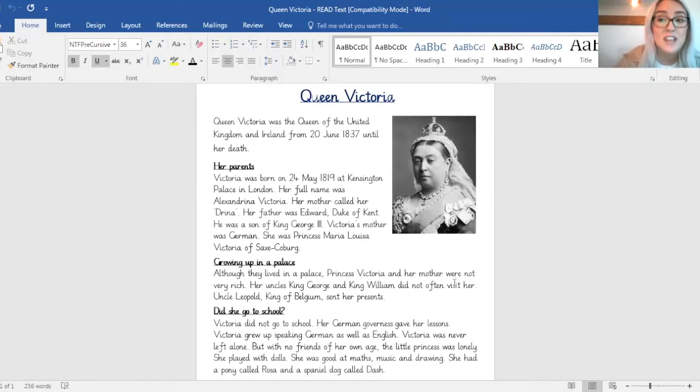What type of text is this? So in our learning objective, it said that we were looking at non-fiction text. So it is a non-fiction text, which means that all the information in it is true. It's something that has happened. It's not made up. And it's a type of information text. So that means that this text gives us information about something specific.